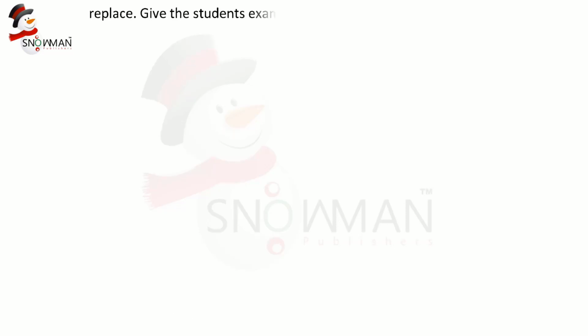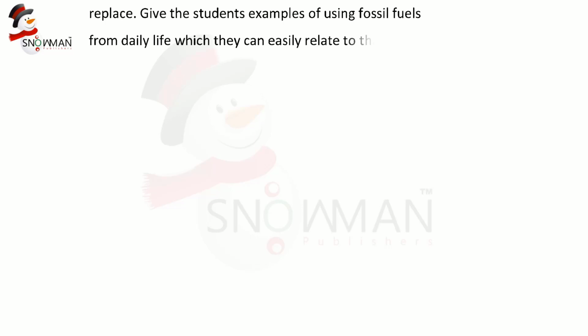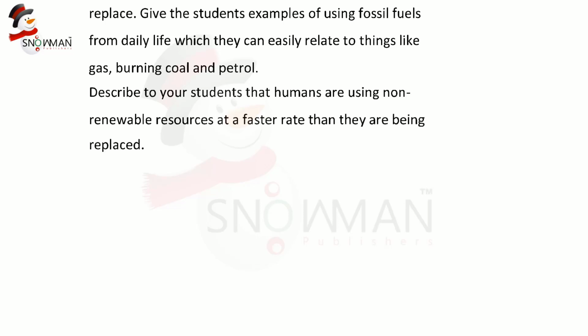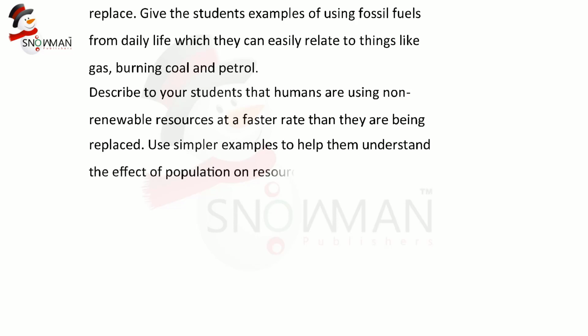Give the students examples of using fossil fuels from daily life, which they can easily relate to, things like gas, burning coal, and petrol. Describe to your students that humans are using non-renewable resources at a faster rate than they are being replaced. Use simpler examples to help them understand the effect of population on resources.